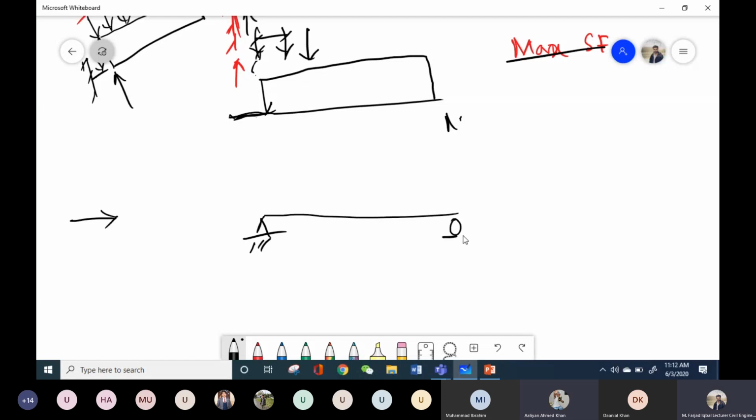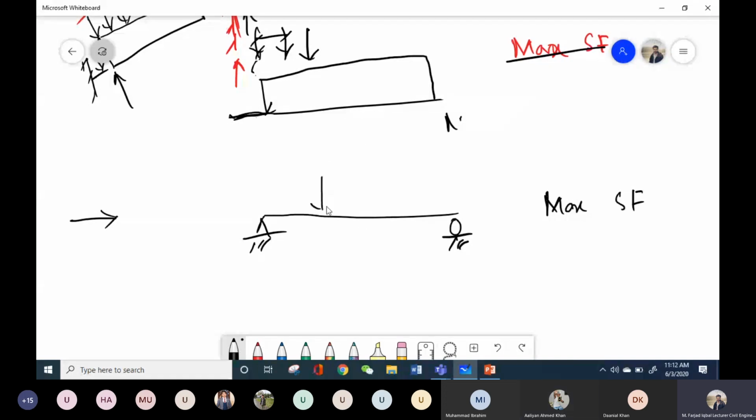So if we have a simply supported beam, can anyone tell where will, can you turn off your mic please, someone? So can anyone tell where will maximum shear force exist for the simply supported beam? Center of the beam, sir. Center of the beam. Are you sure?